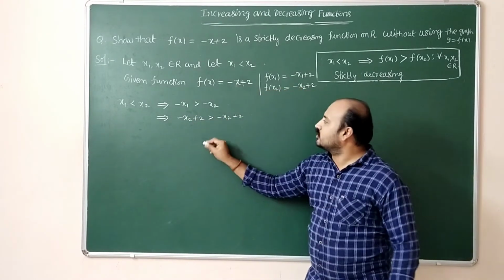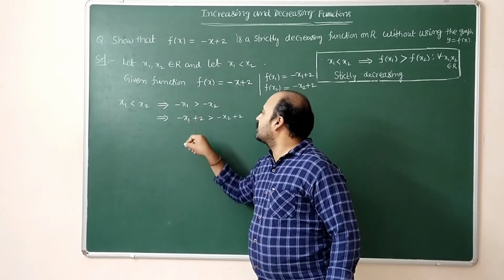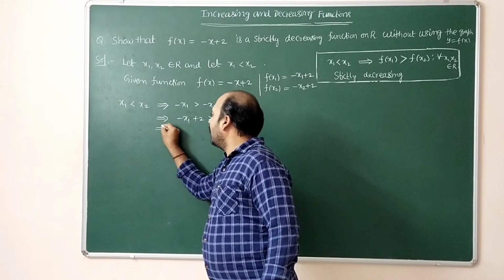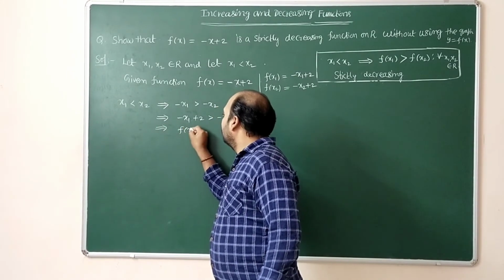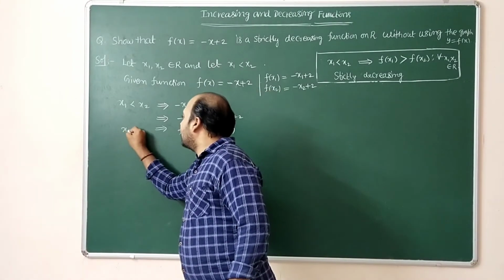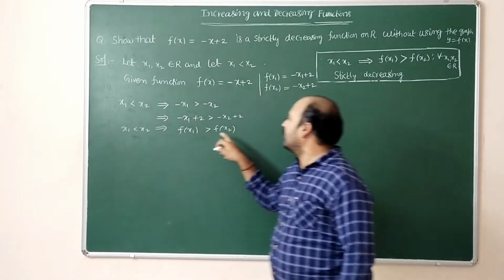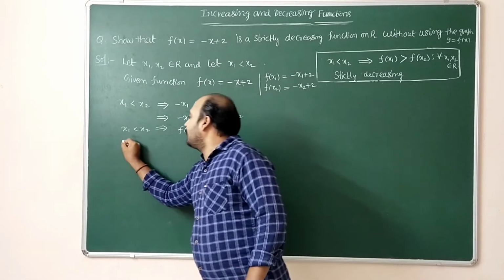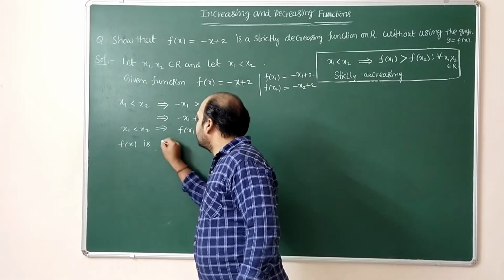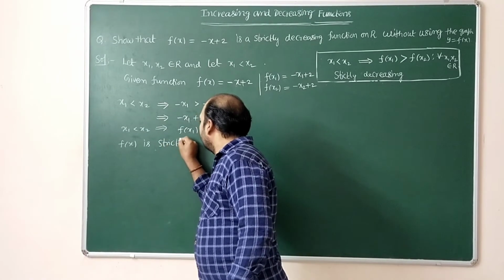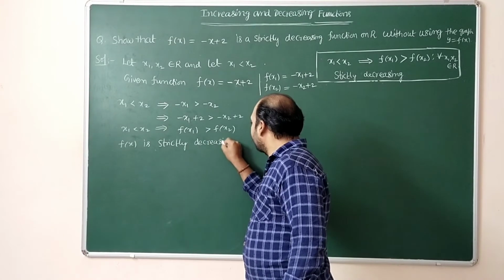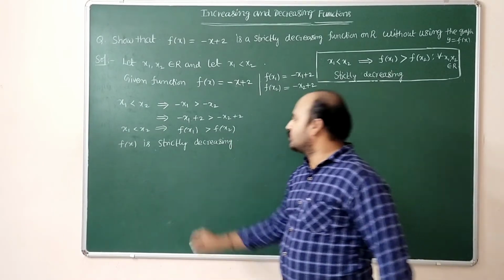So minus x1 plus 2 is f of x1. Minus x2 plus 2 is f of x2. That implies f of x1 is greater than f of x2. So x1 is less than x2 implies f of x1 is greater than f of x2. Then the function f of x is strictly decreasing. So hence proved.